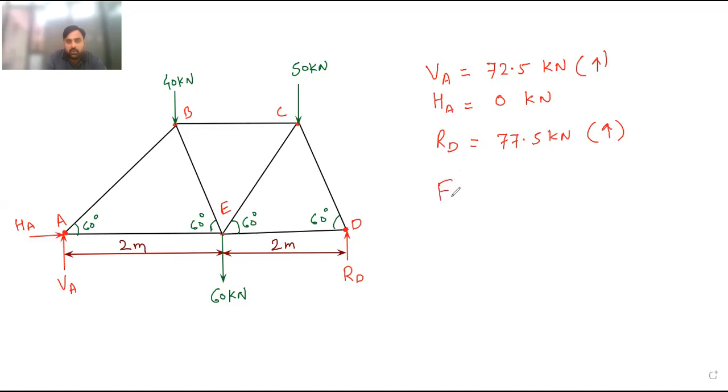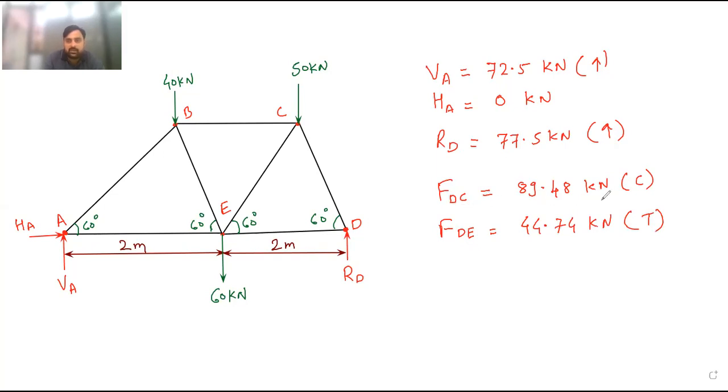Okay, then let me know what are the forces in member DC and member DE. DC is equal to minus 89.48. So DC is compressive. Yes, sir. Okay, and DE is equal to 44.74. Tension or compressive? Tensile. Okay, I will mark this in the diagram.